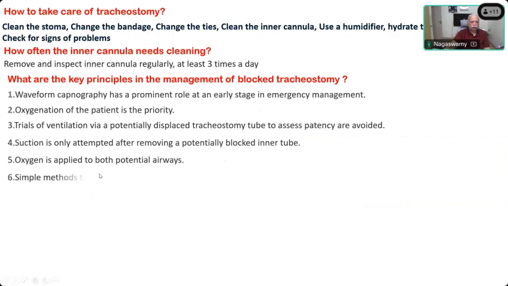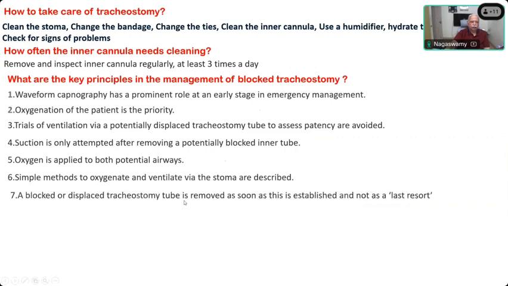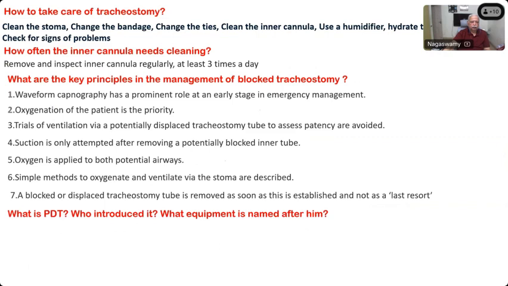Oxygen can be applied to the face as well as through the hole. Simple methods to oxygenate and ventilate via the stoma are described. A blocked or displaced tracheostomy tube is removed as soon as this is established and not as a last resort. Don't wait too long to remove the tracheostomy tube, because once you remove it, some hole will be there. The patient will be able to breathe through that. So don't wait till the last minute.